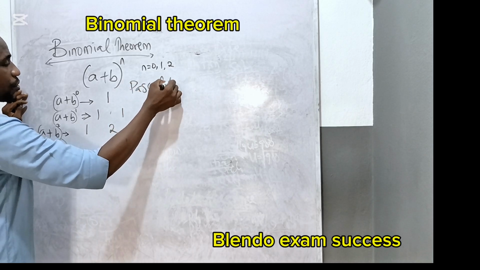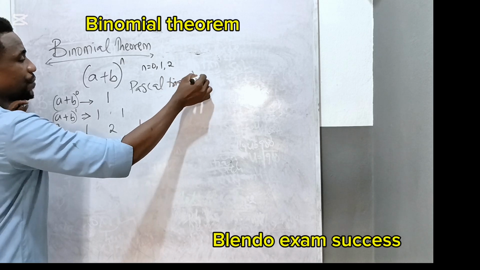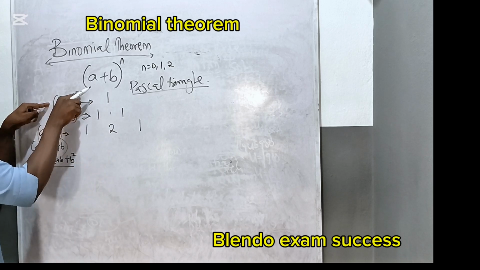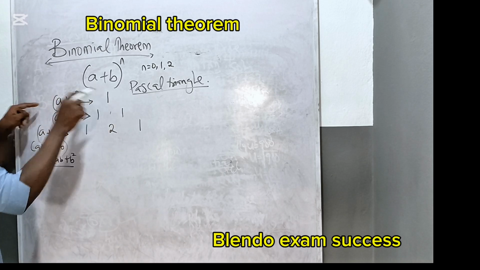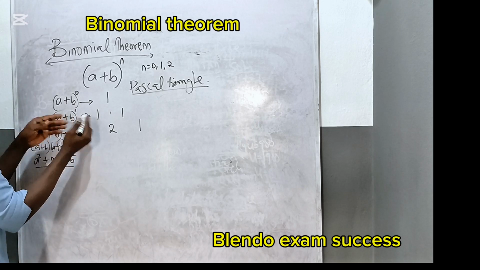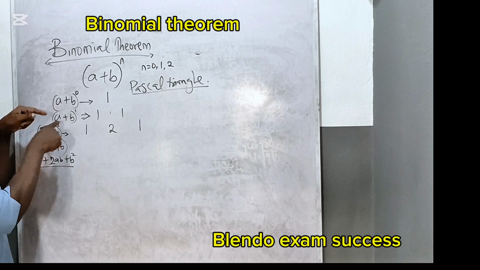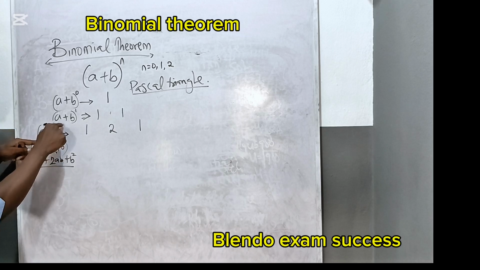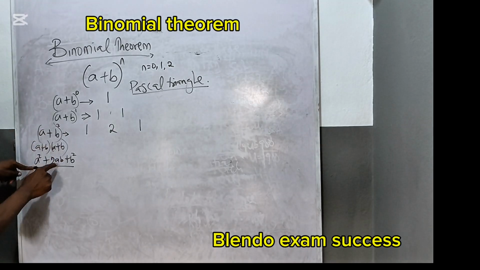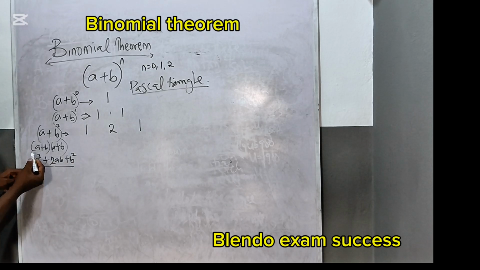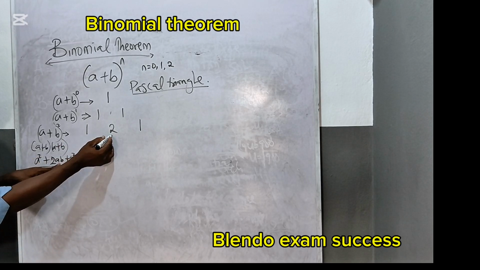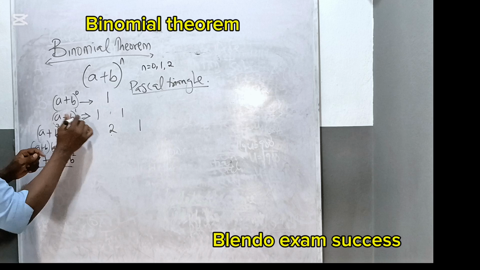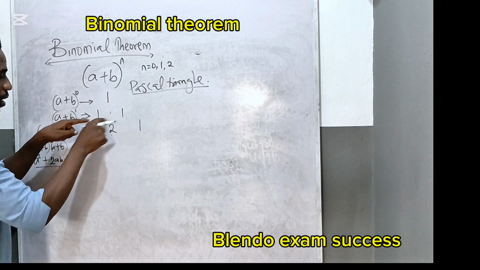In this Pascal's triangle, when it is raised to power 0, you have 1. (a + b) raised to power 1, you have coefficient of a as 1 and coefficient of b as 1. (a + b) raised to power 2, you have a squared plus 2ab plus b squared. The coefficient of a squared is 1, coefficient of ab is 2, and coefficient of b squared is 1. So we don't need to write this again. Rather, we have 1.